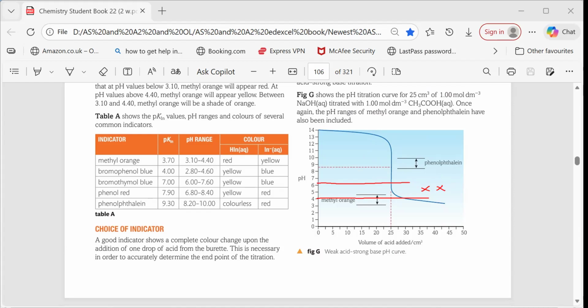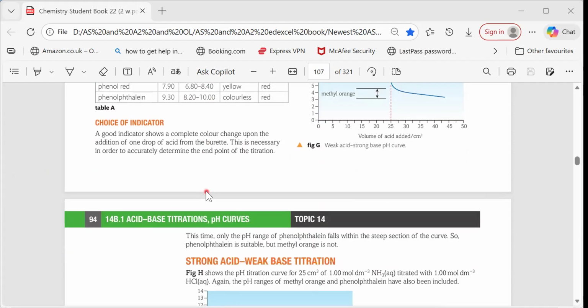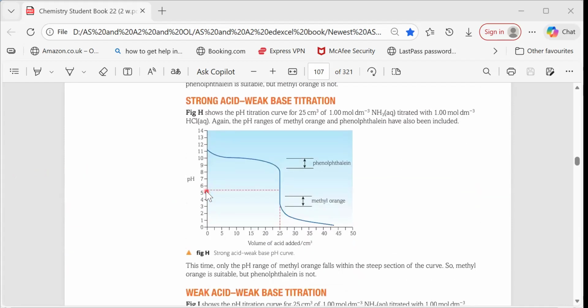Like, for example, here, the phenolphthalein changes its color from 8.2 to 10. So this part altogether, all of it lies on the vertical line, so you can choose it. Of course, they will give you the data booklet including all the indicators.